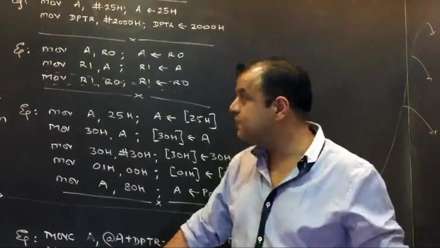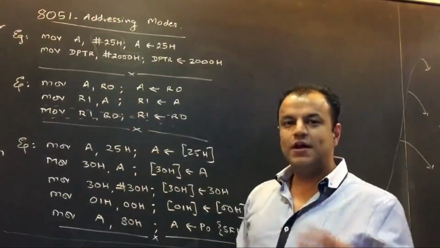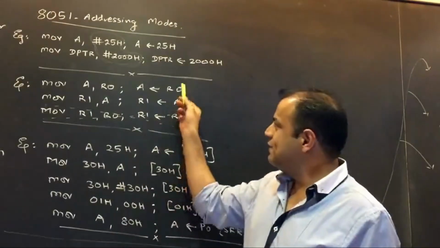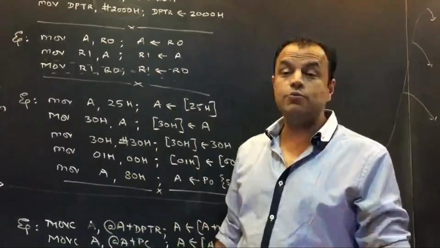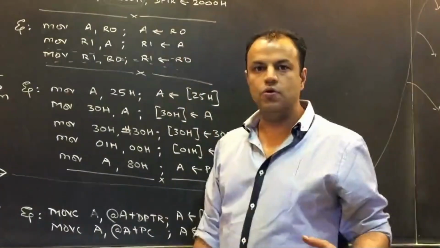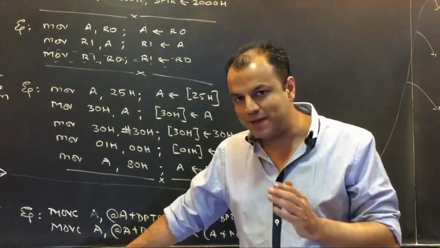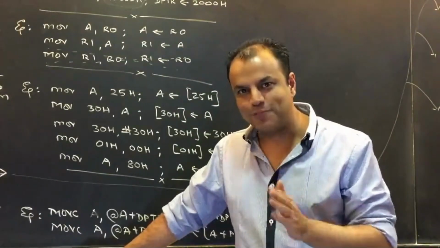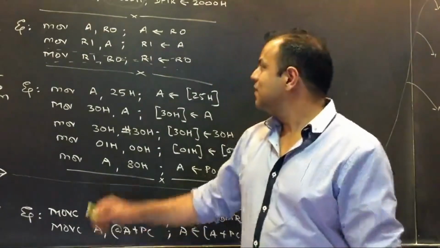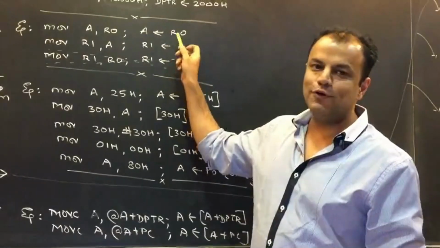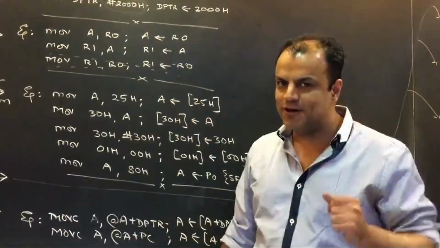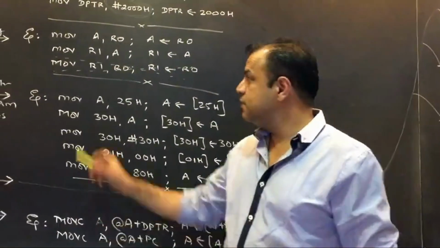Did you understand this? Now, MOV A, R0. If R0 contains 25, A will get the value 25. Will the value 25 be removed from R0? No. There is no cut in this subject. There is only a copy. I'm sure you know the difference between a cut and a copy. So the value will remain in R0 but will also be copied into the A register. Did you understand? Now, another example.